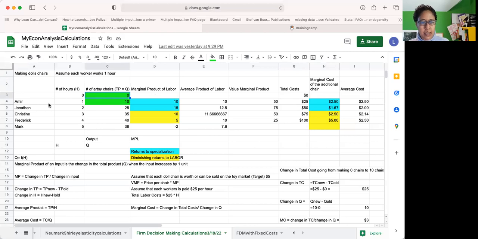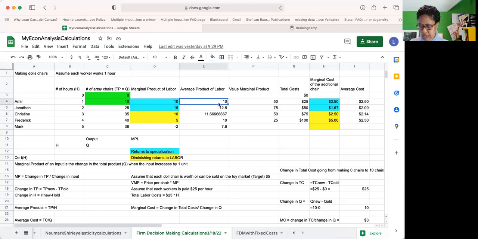And so if I hired Amir, chairs went from 0 to 10, so the marginal product of Amir is 10. If I hire Jonathan, we see 25 chairs total made. So the marginal product of Jonathan, or the marginal product of that additional hour of labor, that additional labor unit, is 15. So what I want you to notice is this pattern that Jonathan added more than Amir. So what's the impact of that in our other columns?